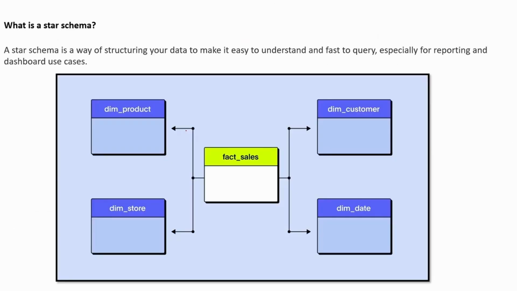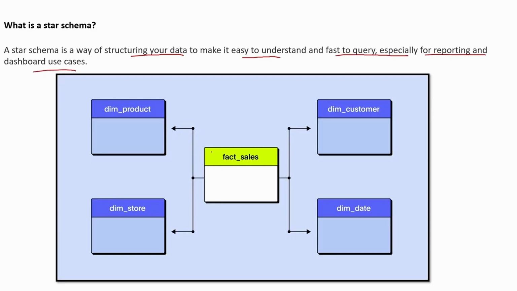Let's discuss two of the most common database schema types for organizing analytical data, that is star schema and snowflake schema. What is star schema? A star schema is a way of structuring your data to make it easy to understand and fast to query, especially for reporting and dashboard uses.